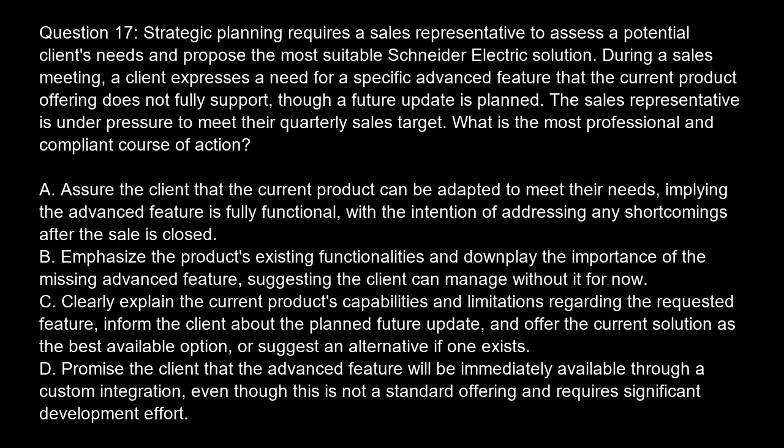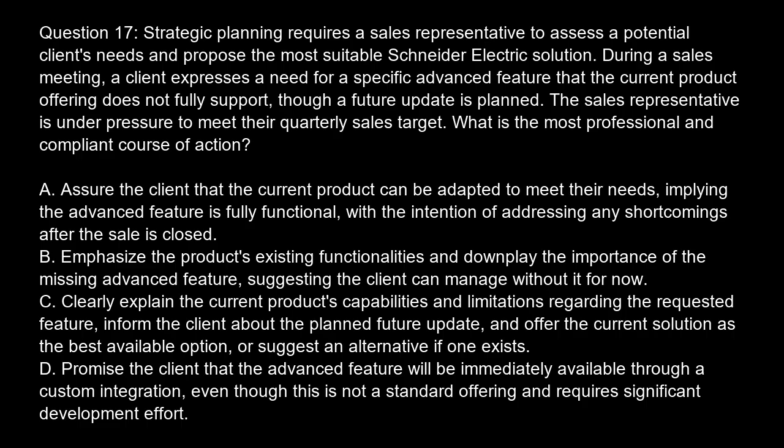Option A. Assure the client that the current product can be adapted to meet their needs, implying the advanced feature is fully functional, with the intention of addressing any shortcomings after the sale is closed. Option B. Emphasize the product's existing functionalities and downplay the importance of the missing advanced feature, suggesting the client can manage without it for now.